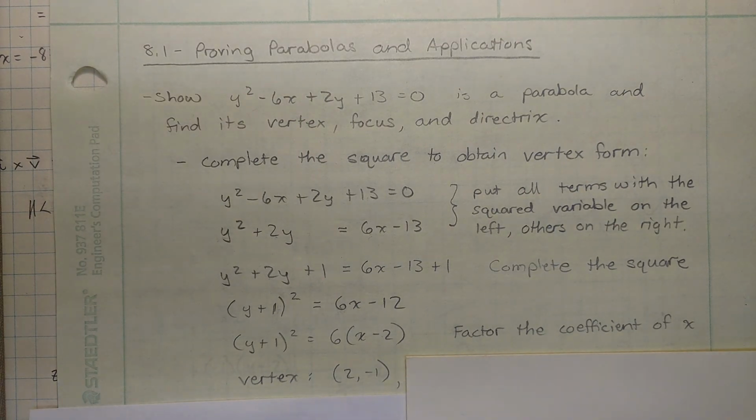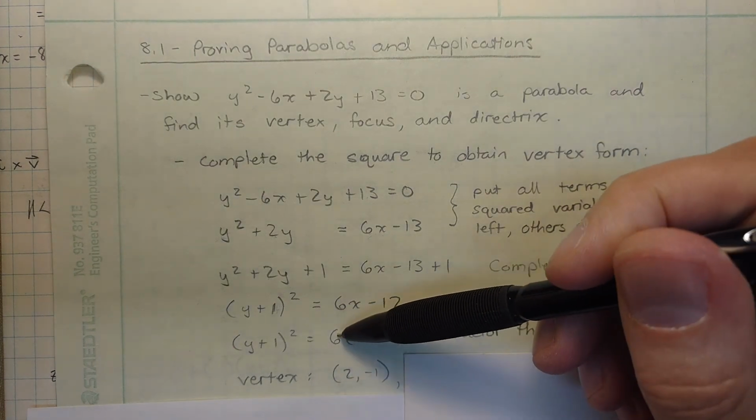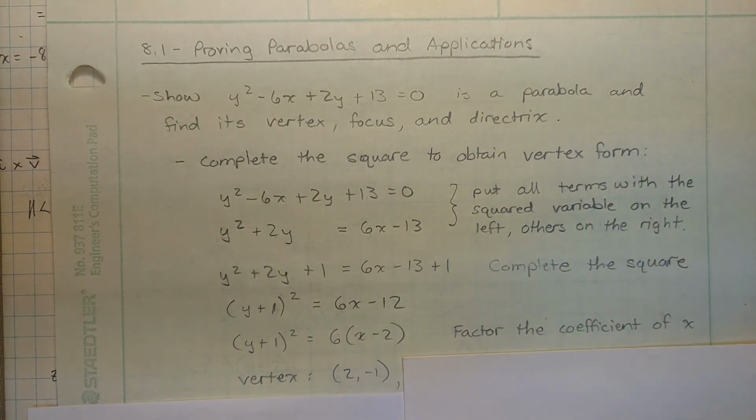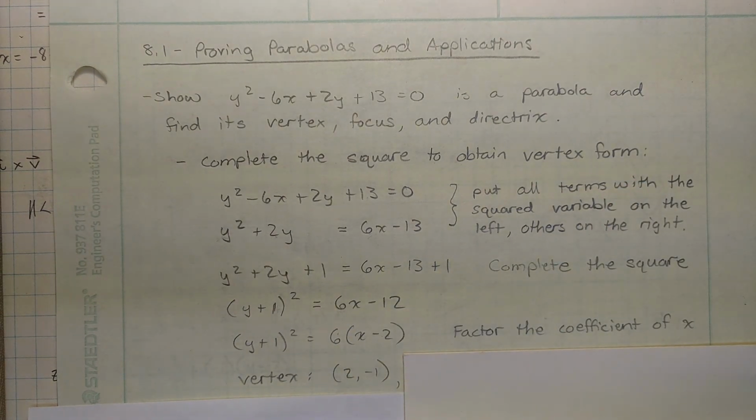It's at (2, -1). Notice for my focus, what we do is we have to find our p. So I divide this by 4, because remember this 6 is 4p. So solving for p, I divide by 4. So 6 over 4 is 3 over 2. So I must go 3 over 2 to the right.